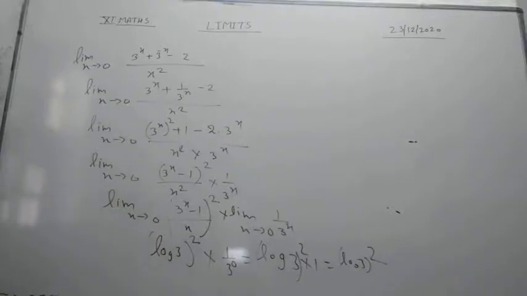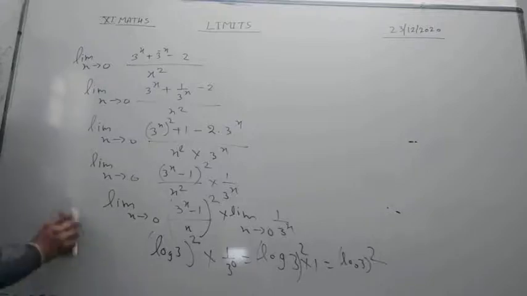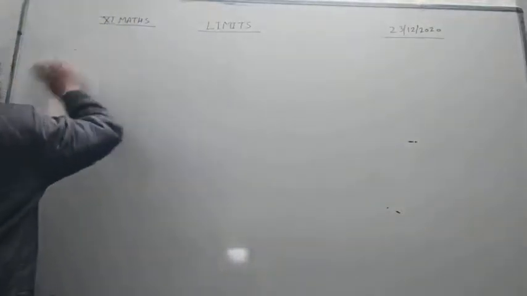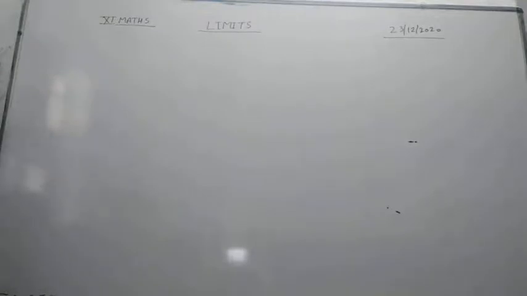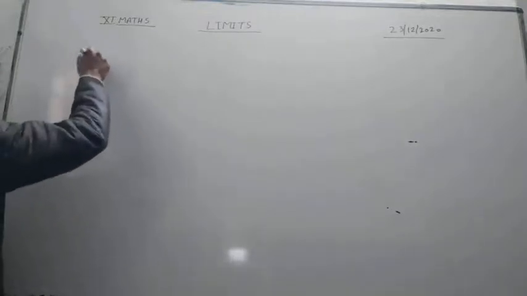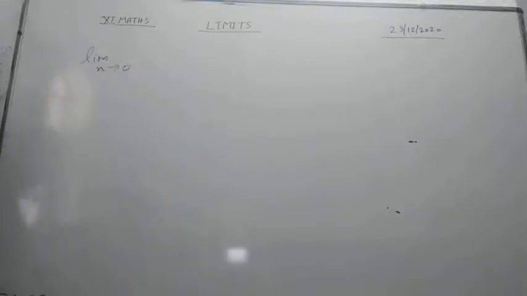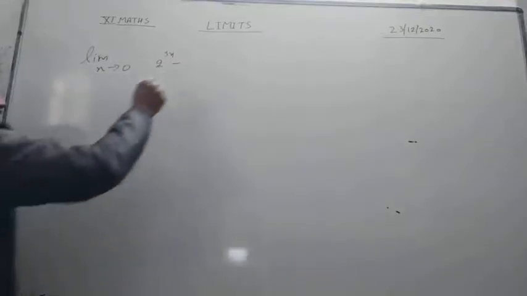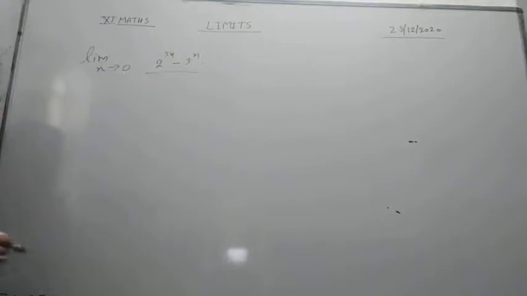Now we move to next question student. So the next question is limit x tends to 0, (2^(3x) − 3^x) / sin 3x.